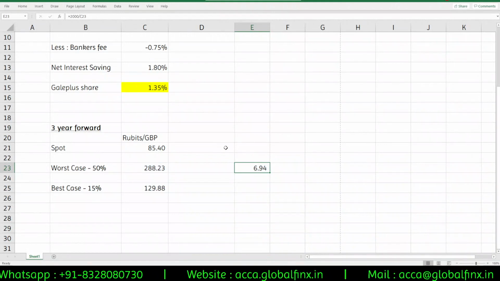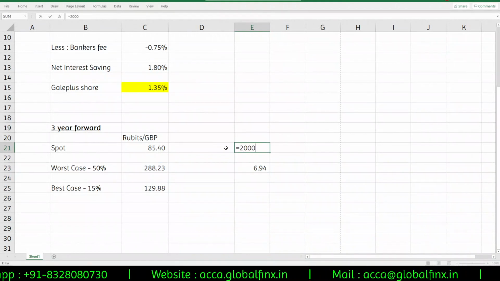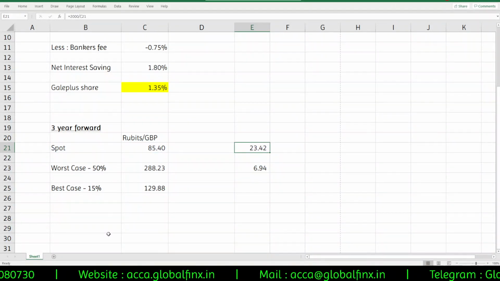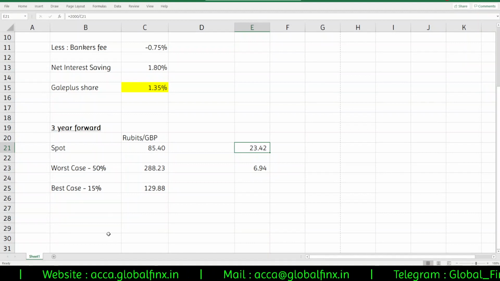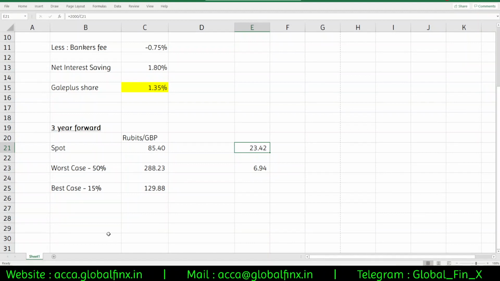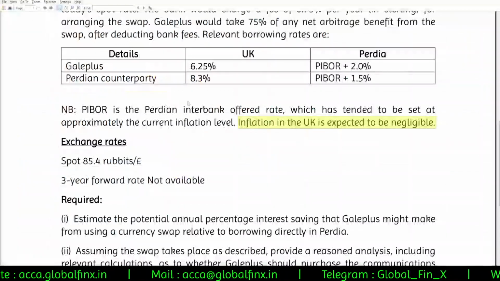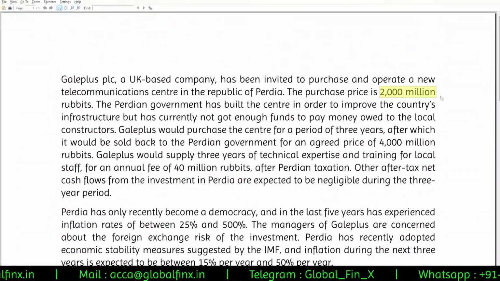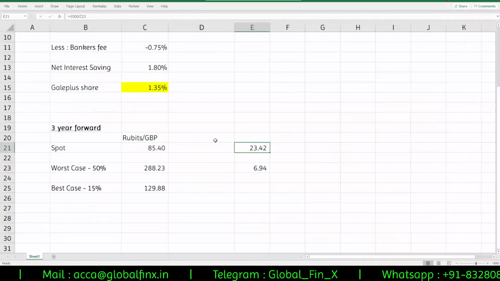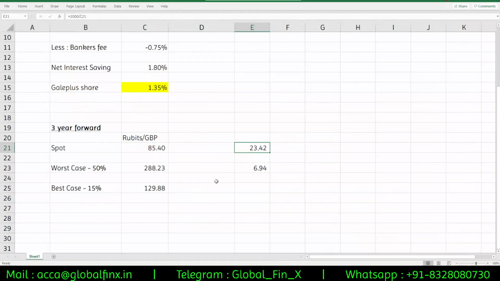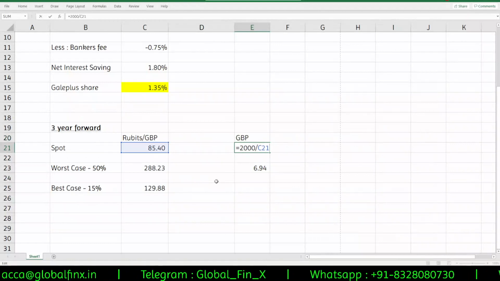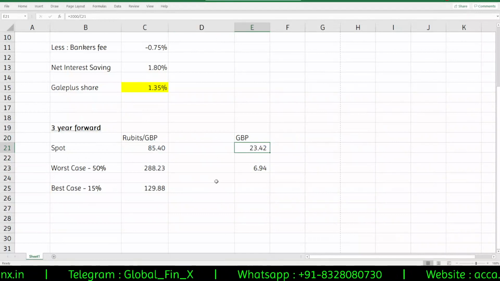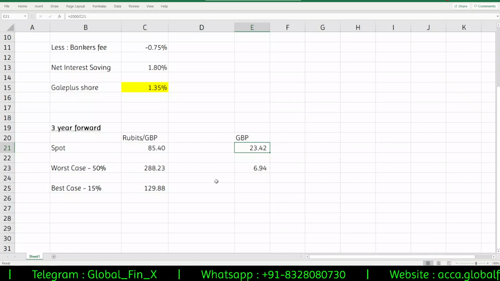Right now we are investing 23.42 million GBP, sir. Listen to me very carefully. Right now we need to invest how much? 2000 million, right? The purchase price is 2000 million rupees. So 2000 million rupees, if I convert into GBP using the spot rate, that is 2000 divided by 85.4, which is 23.42 million GBP that I am investing.